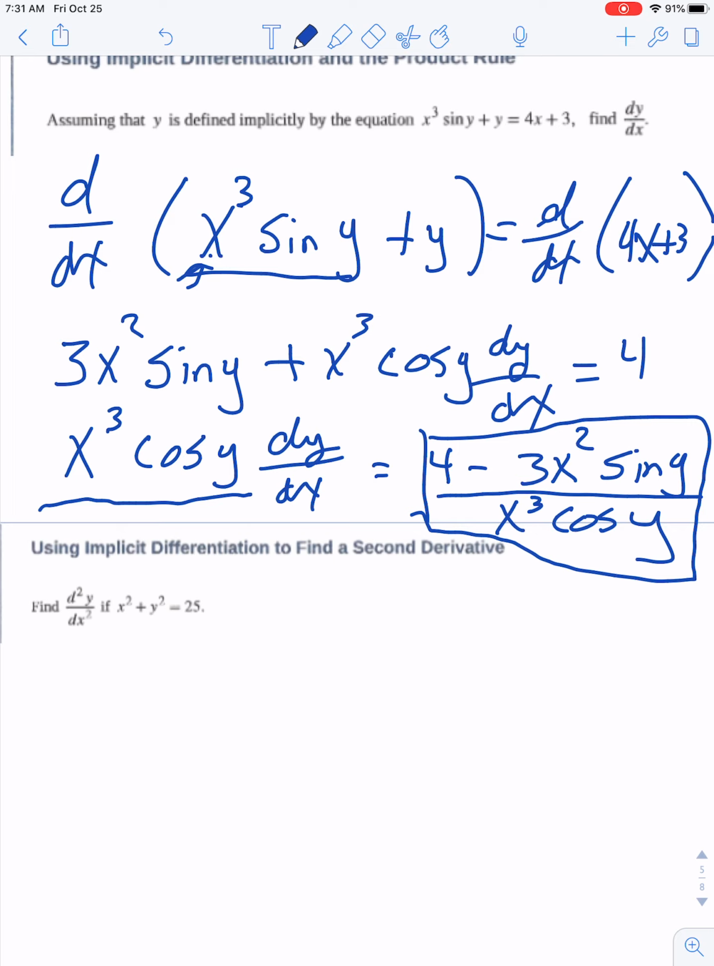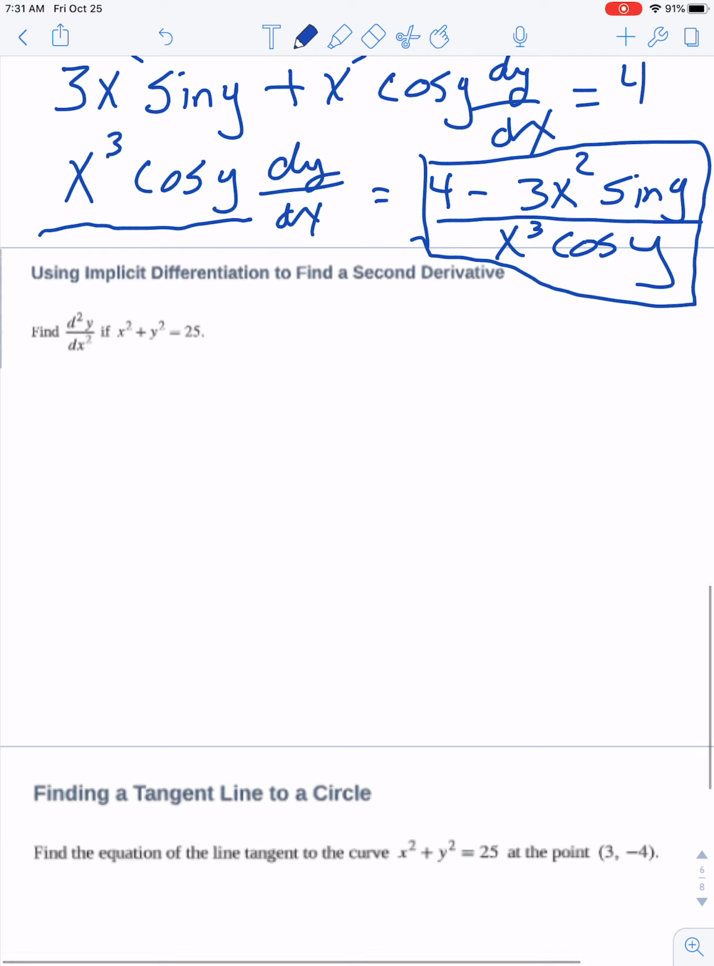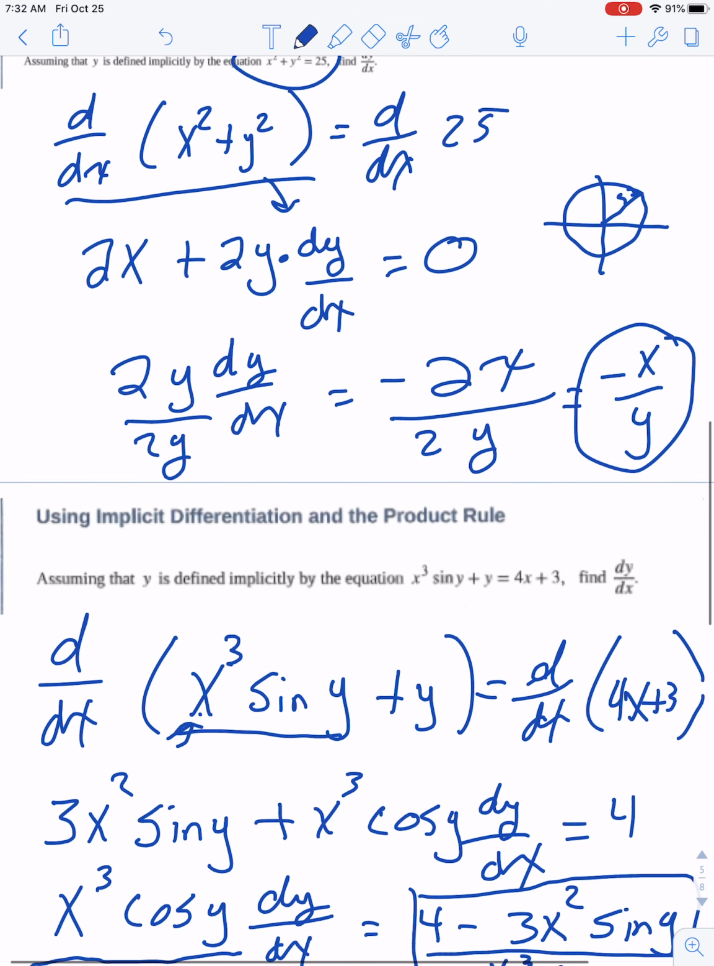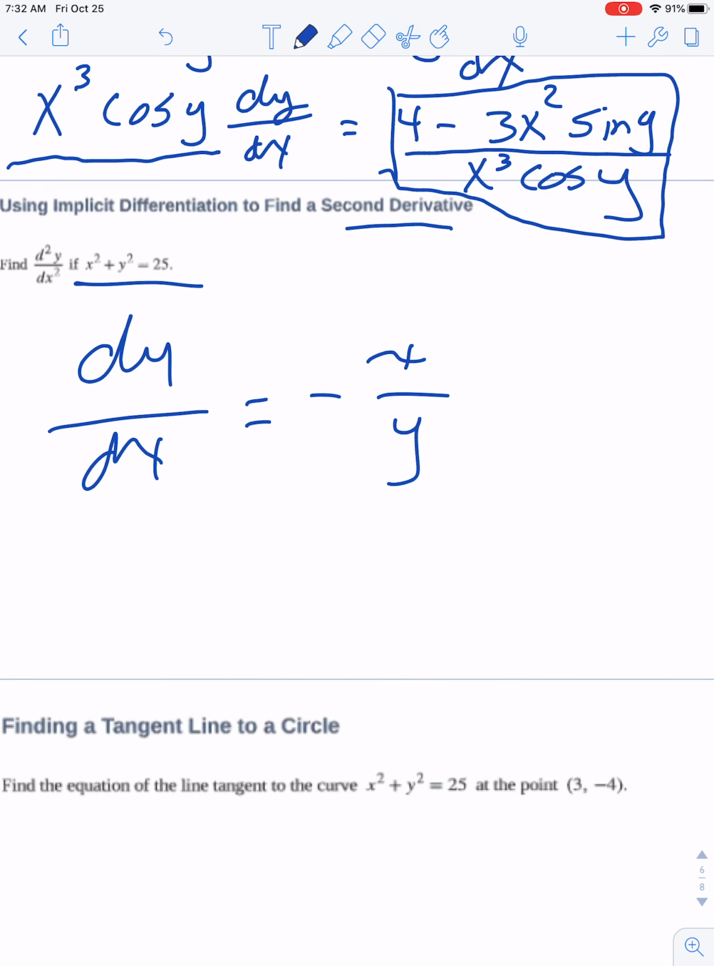The same method can be utilized to calculate second derivatives. So if we take the same problem that we did earlier, remember dy dx was equal to negative x over y. Let's just double check that. Yep, negative x over y. So if we want to derive that again, d dx, we would have to use the quotient rule.